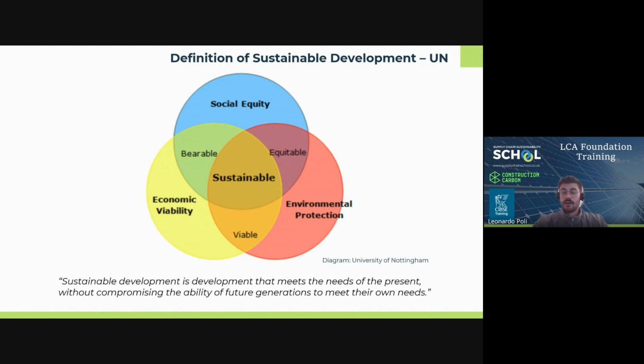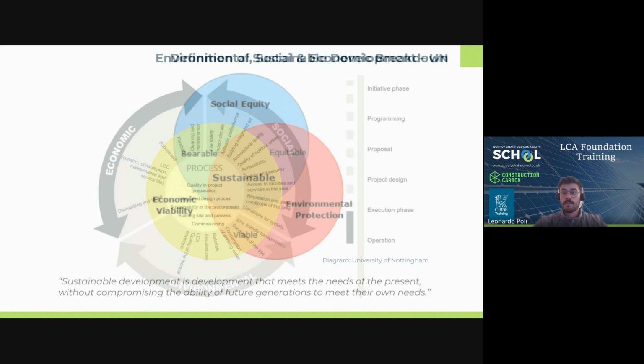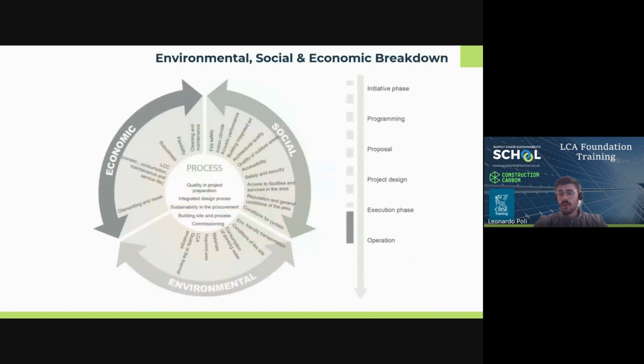An example of how the environment and economics are related is climate change, which can cause extreme weather events, which has recently reduced the availability of some fruit and vegetables in the UK supply chain. This, in turn, can drive up inflation. In this slide, we can see a breakdown of some of the environmental, social, and economic aspects associated with construction within the execution and operation phases, and how they influence one another.